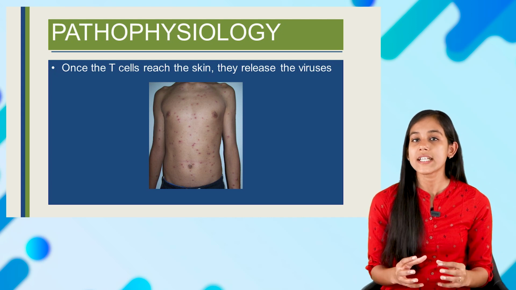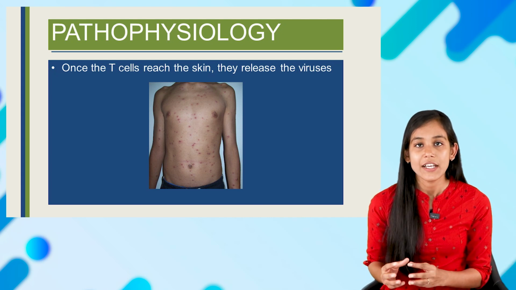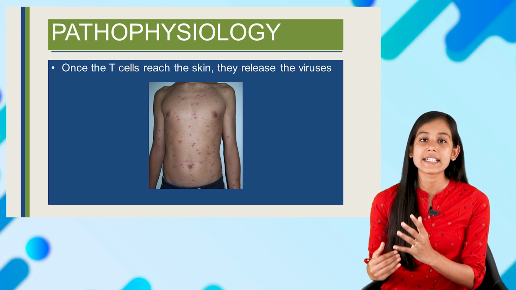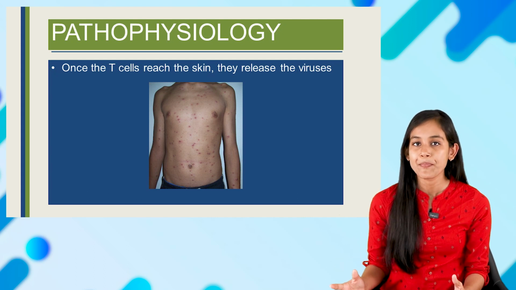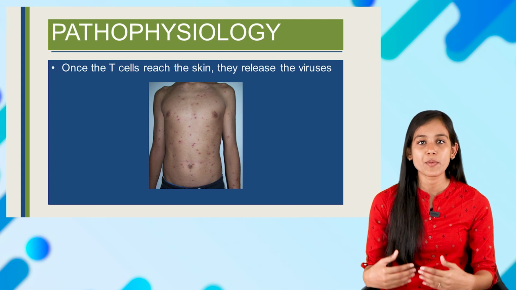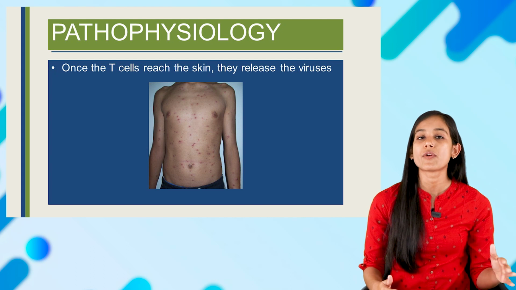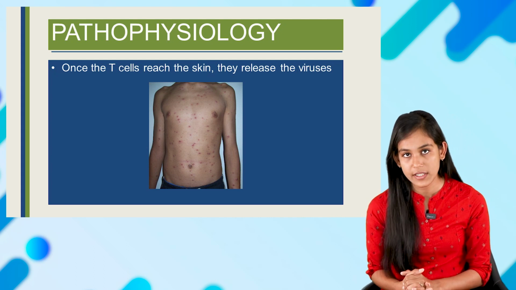So here, what is happening? The virus is getting released in the skin, right? So once the helper T cells reach the skin, they would release the virus, and then the virus would spread through the skin. It would move from one cell to another, and this would result in lesions on the skin. So this is how the infection progresses. This is how the varicella zoster virus actually infects a person.